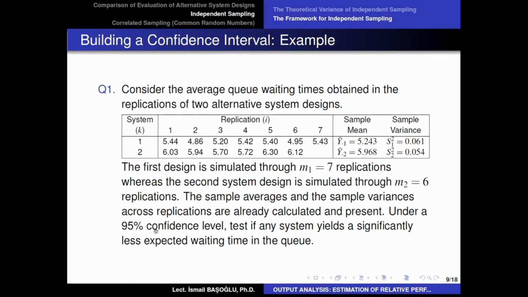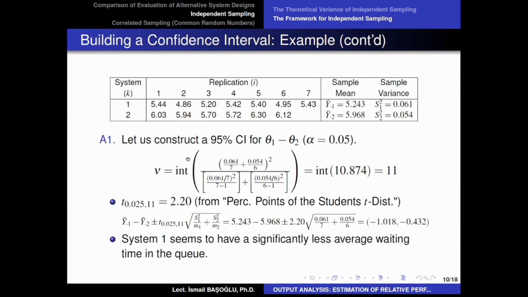Under a 95% confidence level, test if any system yields a significantly less expected waiting time in the queue. So here in this question, we need to assume that there is independent sampling between the two system designs here. So we are not using common random numbers in the same replications of the different systems. So we are going to run a basic t-test here, but not in the form of a t-test. We are just going to develop a confidence interval for the difference between the first system and the second system.